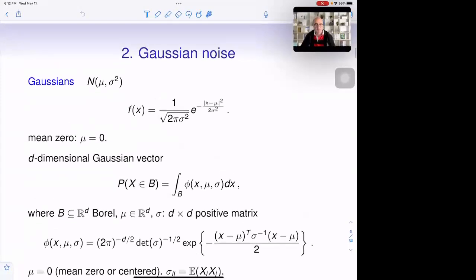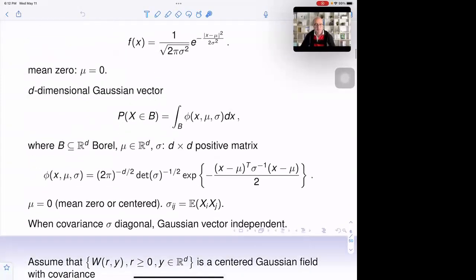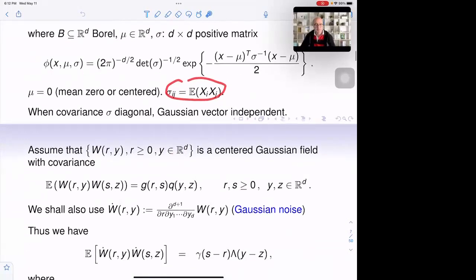In the noise here, we assume the mean is always equal to 0, meaning mu is equal to 0. So the distribution only depends on one parameter, which is the covariance. Now we assume the Gaussian noise. The Gaussian noise is first of all a Gaussian random variable, a Gaussian field. This Gaussian random variable depends on one parameter r for the time, and y for the space.